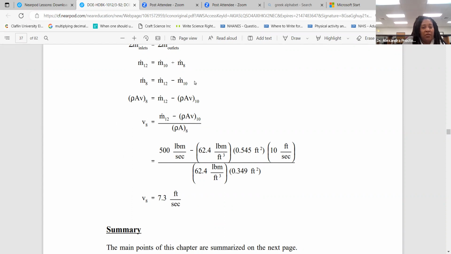So they substitute in after they've got this as your final equation that you'll use. Everything else is derivations. If you use any of those other equations, you're going to get confused. This is the one that they use. So 500 pound mass per second minus 62.4 pound mass per cubic foot times 0.545 feet squared times 10, divided by 62.4 pound mass per cubic foot times 0.349, and you get a velocity in the 8-inch section of 7.3 feet per second.